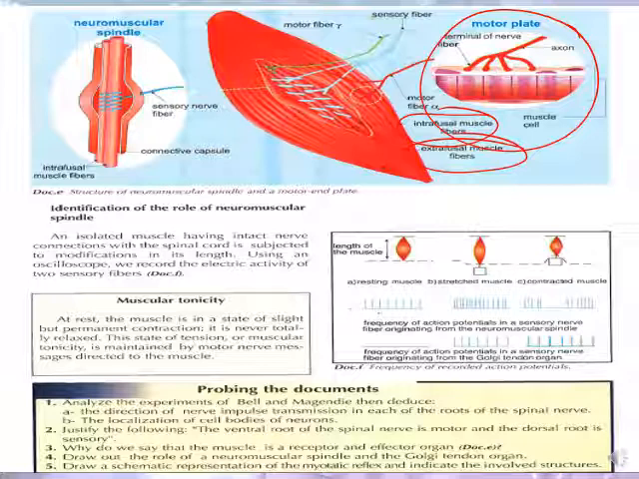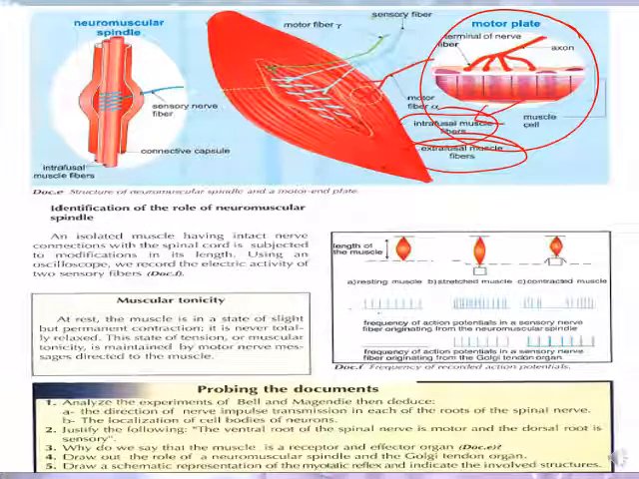Now let's move to why they say that the muscle is a receptor and effector organ at the same time in document A. So the muscle contains two types of fibers of two different functions. We have intrafusal muscle fibers.